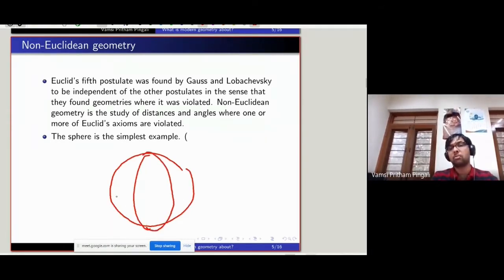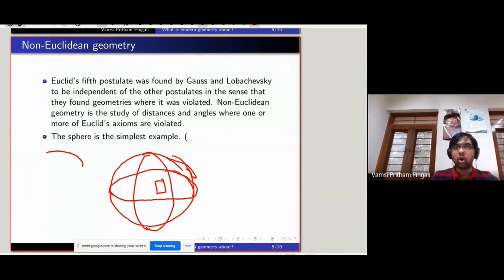Now, of course, you might object saying that, heck, the ancients discovered geometry by doing measurements, right? The point is that the Earth is very large, so you can pretend it is flat as long as you're in a very small region of the Earth. So the sphere is the simplest example. What are straight lines on the sphere? Straight lines are basically parts of circles whose center is the center of the Earth.